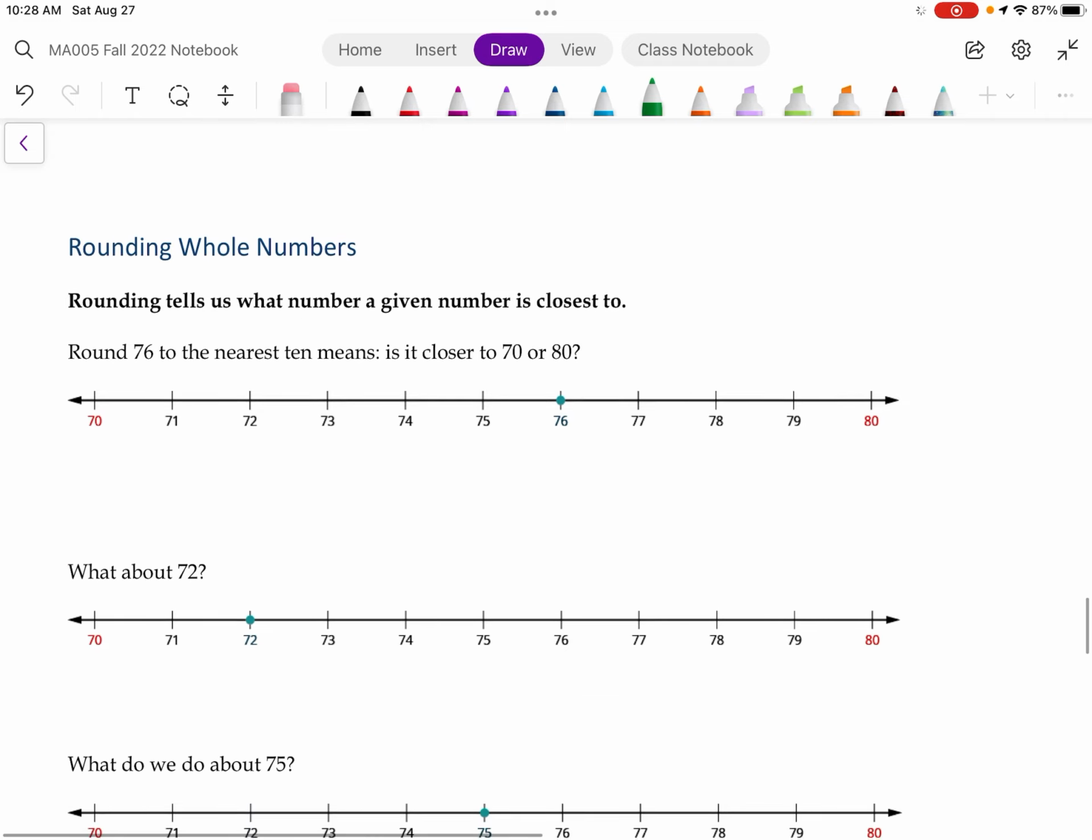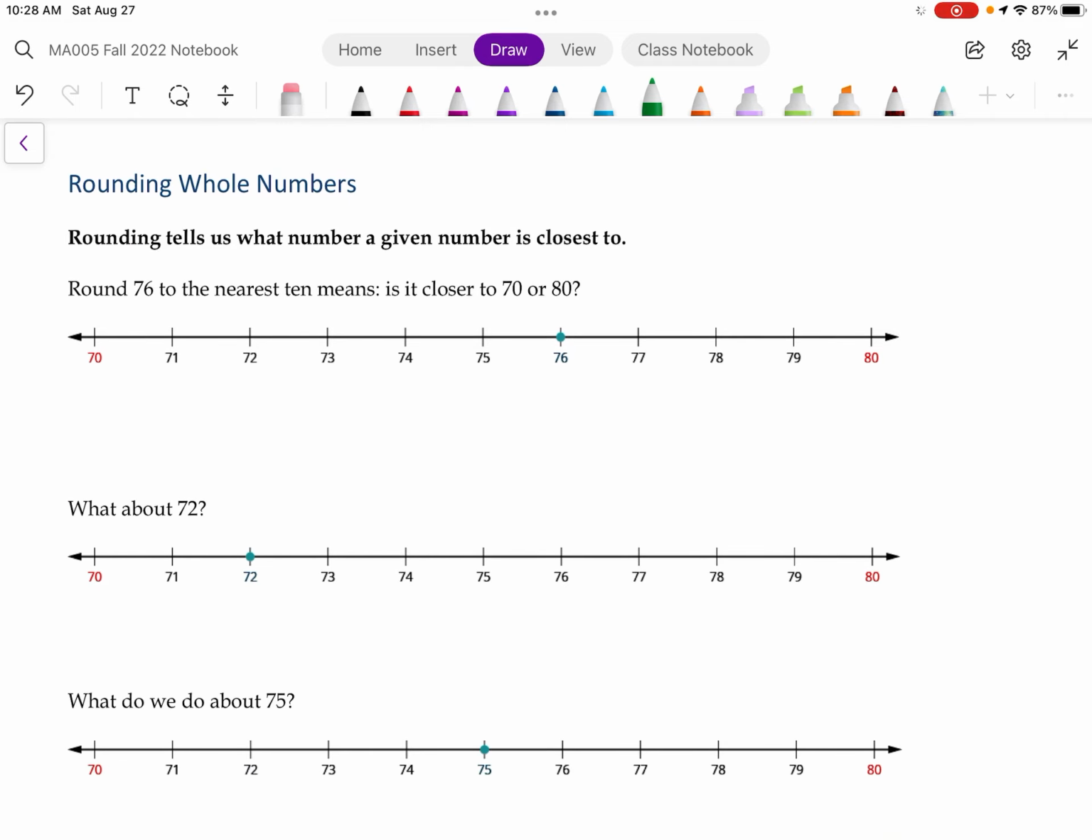Okay, so rounding whole numbers. This is challenging for most people who don't really understand why we round or what we're really doing, and the rules don't make sense. So I'm going to show you on a number line. Rounding is basically telling us what number a given number is closest to, okay? What number a given number is closest to.